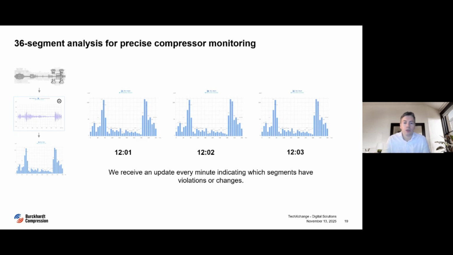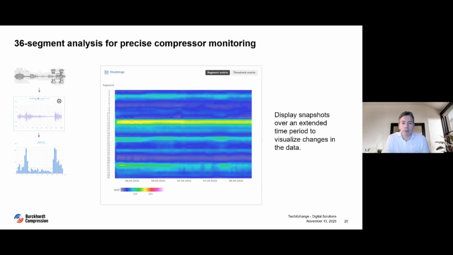And this is the reason, to get deeper insight, we're using a different visualization method. For this, we use a heat map. The x-axis represents the 36 angular segments, and the y-axis represents the time.